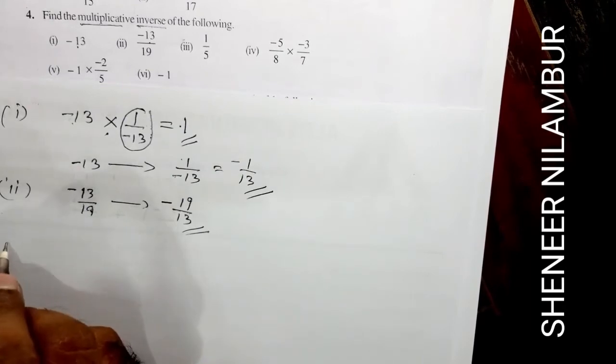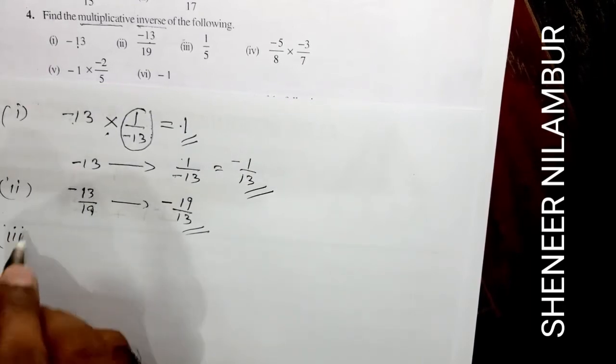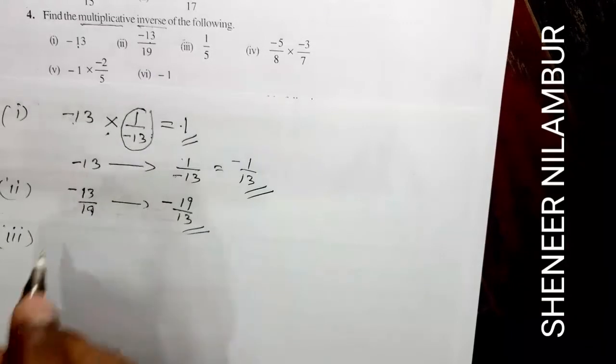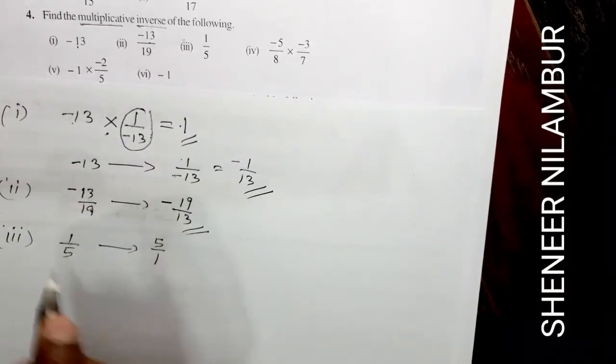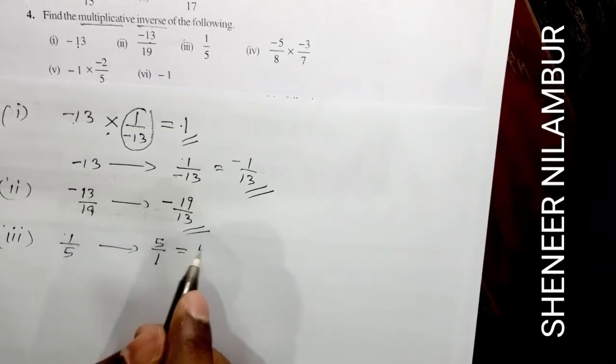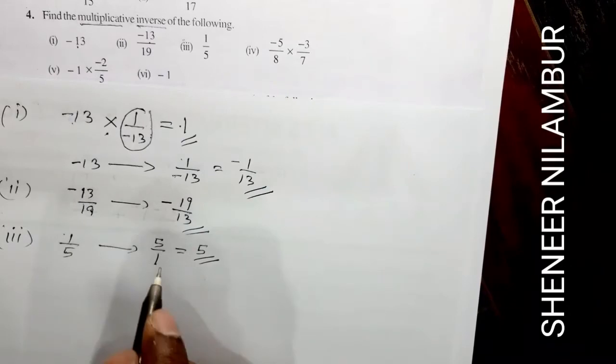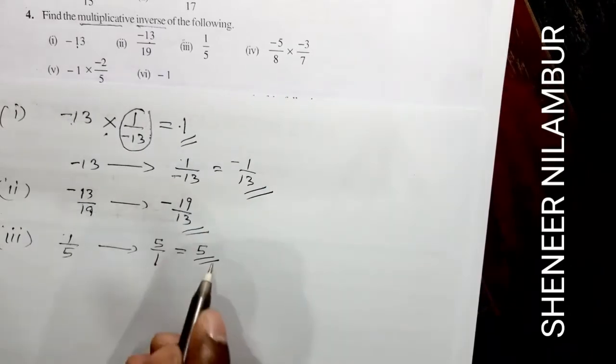Now we can go to practice the third question. Third question, 1 by 5. The multiplicative inverse of 1 by 5 is very easy, 5 by 1. Just write this on top, this on down. If the denominator is 1, no need to mention that denominator. In the case of denominator 1, no need to mention.